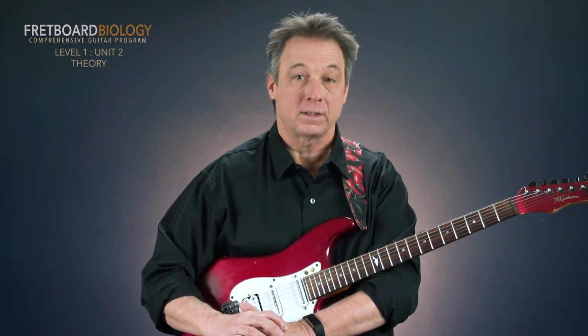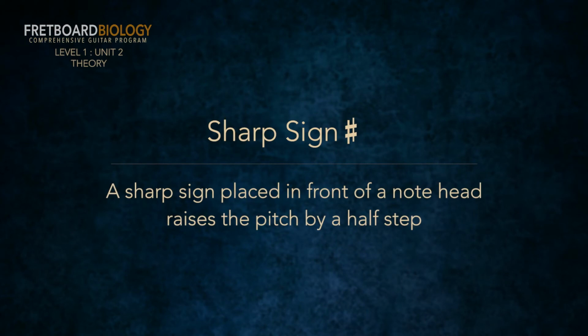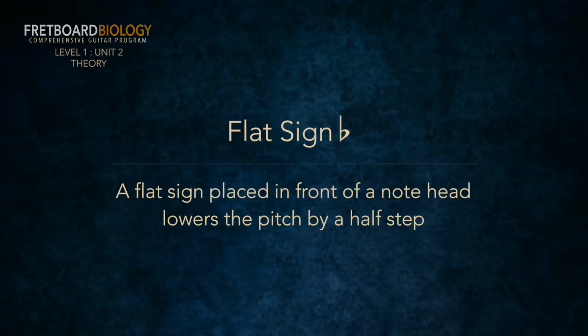Next, let's talk about some important symbols, sharp signs and flat signs. A sharp sign placed in front of a note head raises the pitch by a half step or the equivalent of one fret on your guitar. A flat sign placed in front of a note head lowers the pitch by a half step or the equivalent of one fret on your guitar.